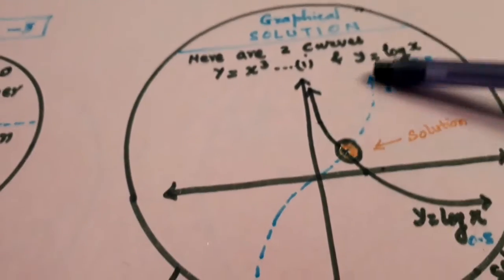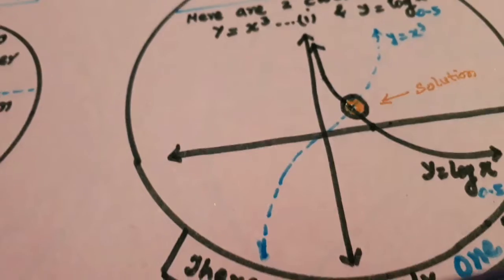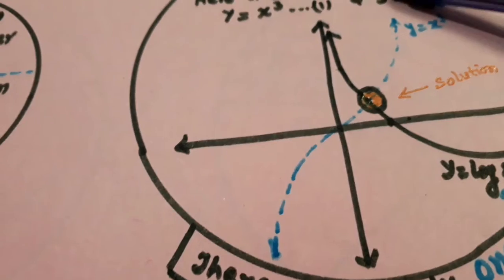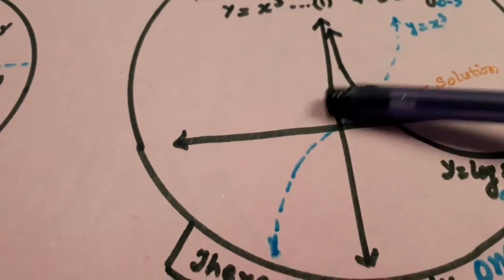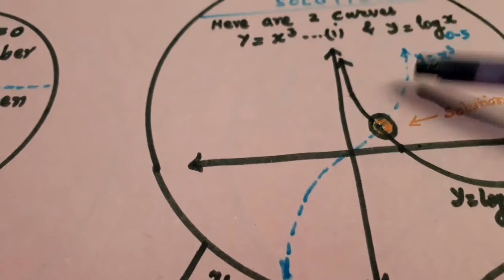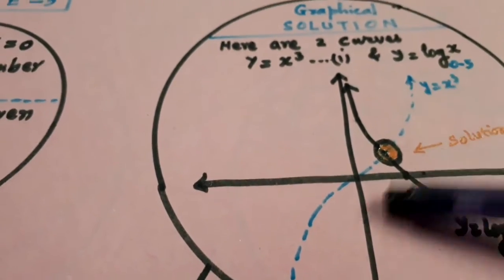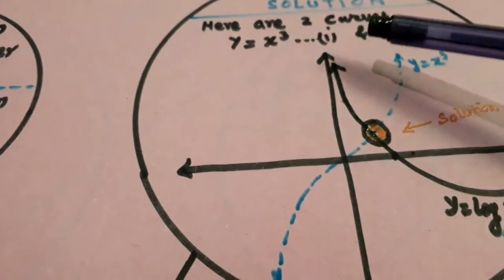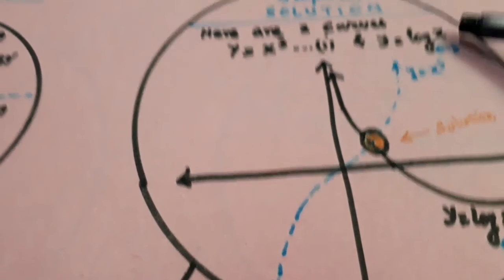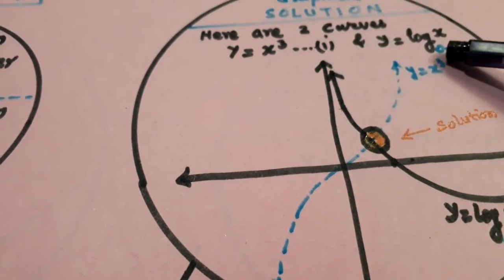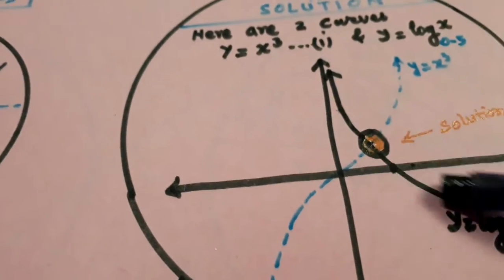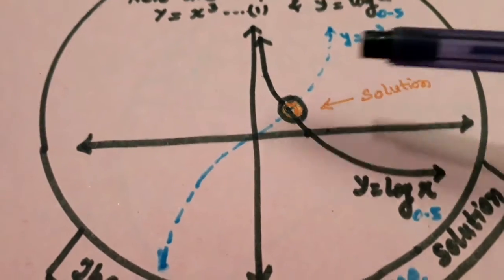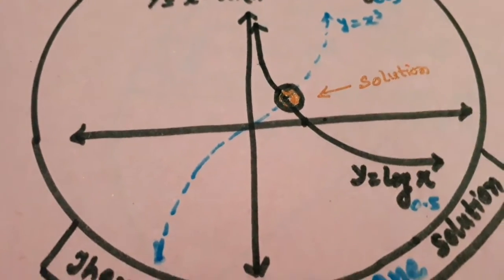Look here, y equal to x cube. This type of curve is known as the Michael Jackson curve. Same style, the Michael Jackson one. So you have to remember the x cube curve. It is a Michael Jackson curve. It is passing through 0, 0. Now the other curve is y is equal to log x, base 0.5. This curve will go down because the base is less than 1. So it is cutting at one point, intersecting at one point. So there will be one solution.